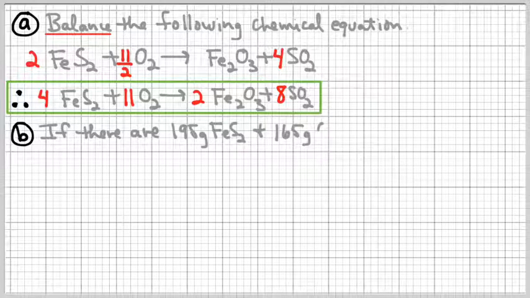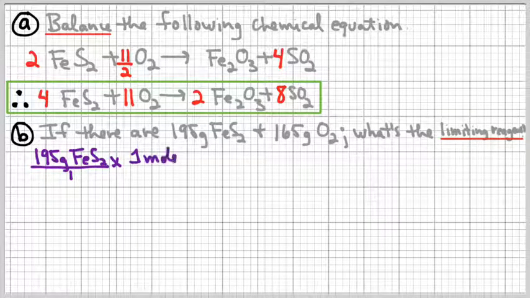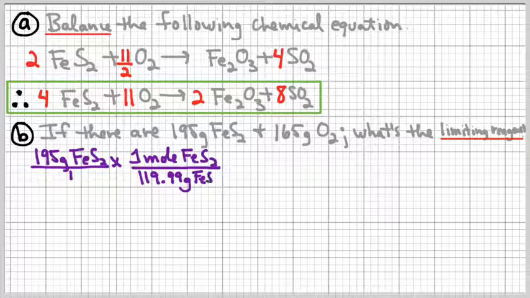So this is a little different now. We've got amounts for both reactants, 195 grams of ferrous sulfide and also 165 grams of oxygen. I've got to figure out which one of those is going to run out first. So let's deal with the FeS2. I've got to get that to moles because, again, my balanced equation involves molar ratios. So I divide by its molar mass.